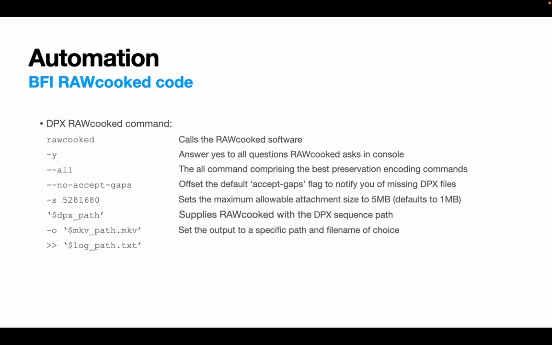Otherwise, it will default to putting the MKV file alongside the DPX sequence. And last but not least, the two right arrows and the text log outputs all the console standard out for the encoding and copies them to a log path, the same path as the MKV but with a .txt at the end of the name. This is a very important stage for our automation scripts, as we use these logs to inform cleanup actions with the FFV1 Matroska files.